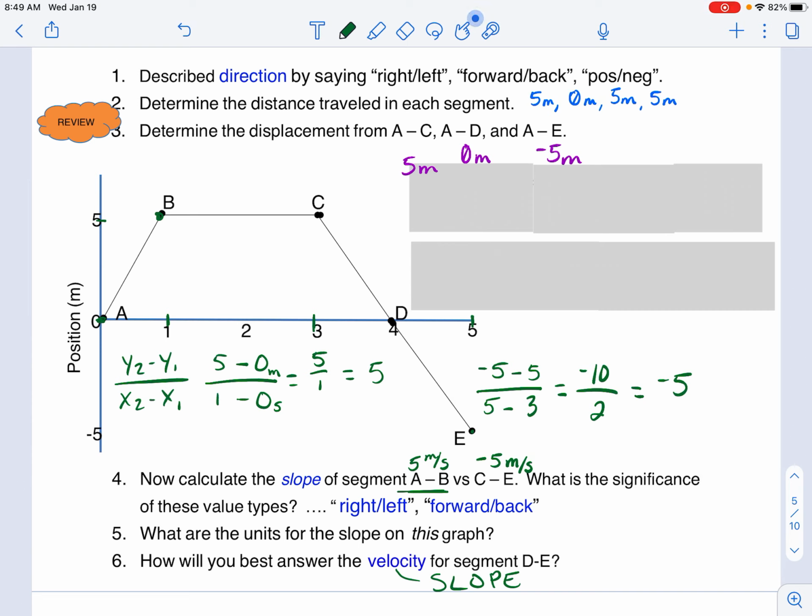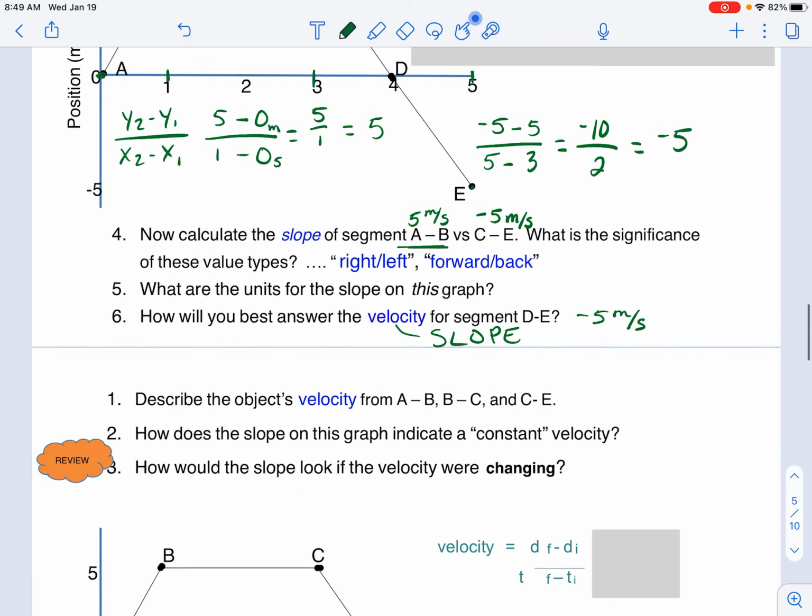So if they're asking us to calculate the slope for segment DE, I would do rise over run, or I would do, in this case, a negative 5 minus 0 over, what would that be, 5 minus 4, and so that's going to give me a negative 5 over 1. So my slope here is just going to be a negative 5 meters per second.